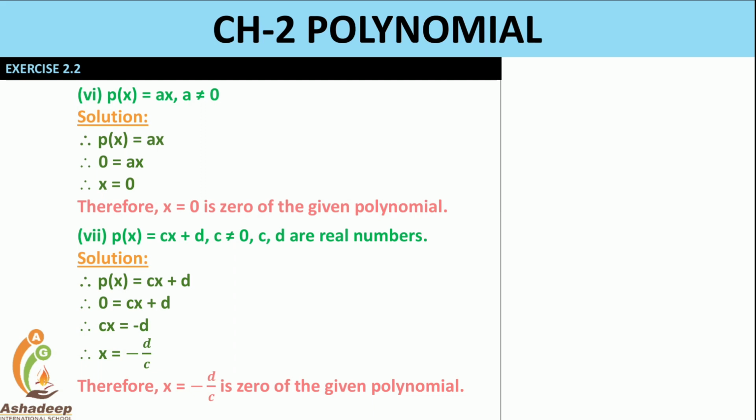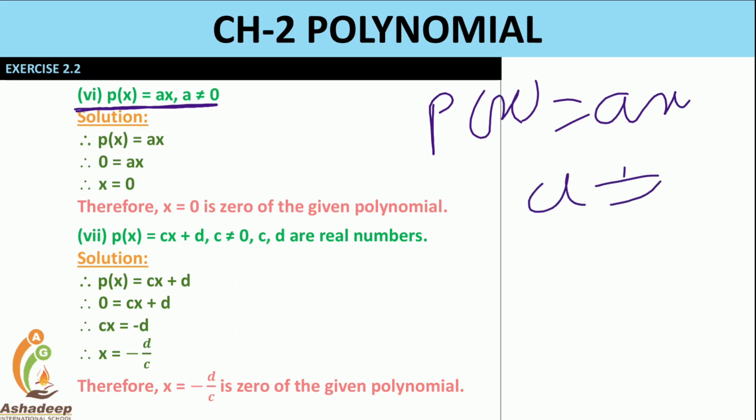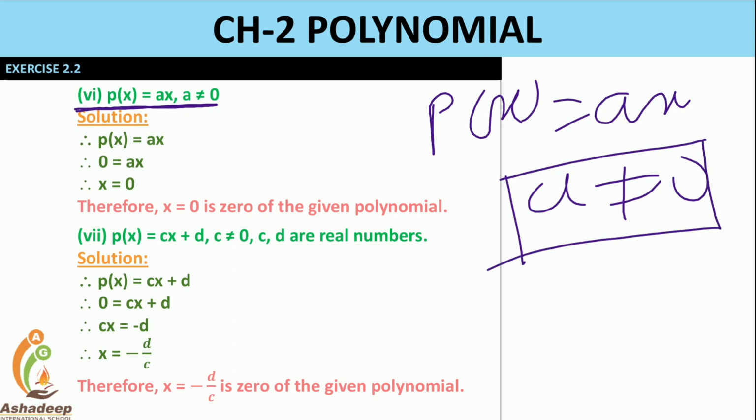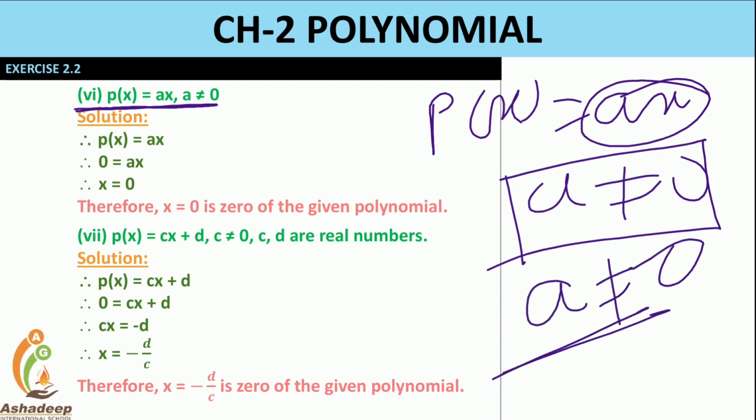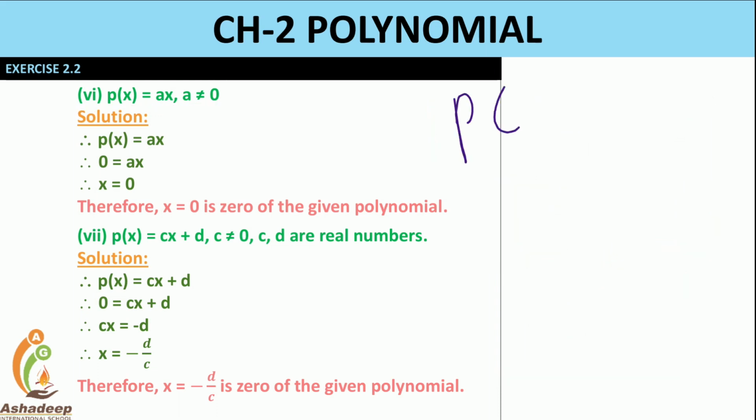Alright, it is that simple. This is the last sum for today, and that is p of x is equal to ax, where a is not equal to 0. Here you are given the condition that a is not equal to 0. Why is this condition given? Because if it is equal to 0, then the whole term becomes 0. So there is no need to find the 0, right? If you write a constant with anything, you need to specify it is not equal to 0.